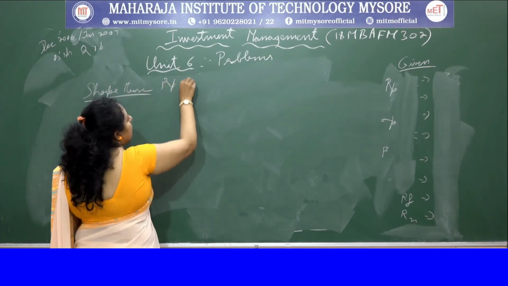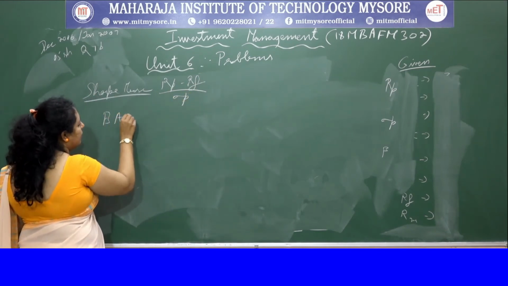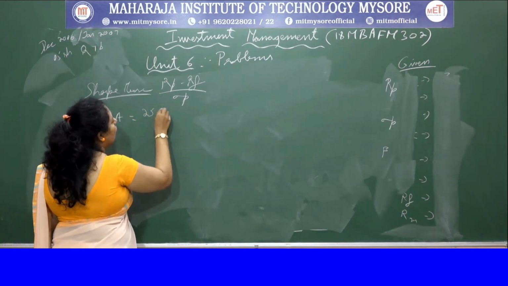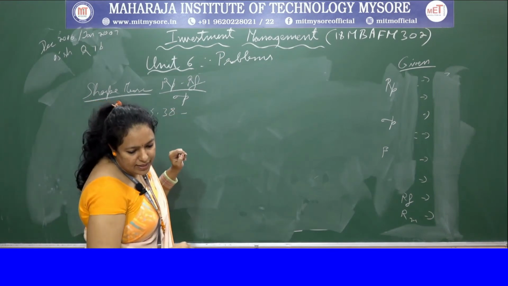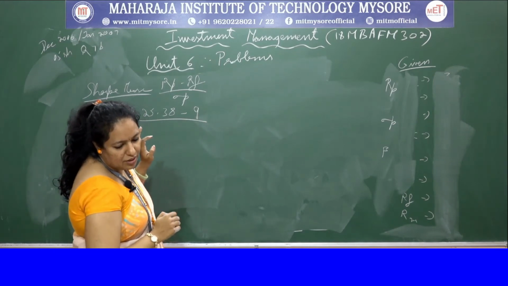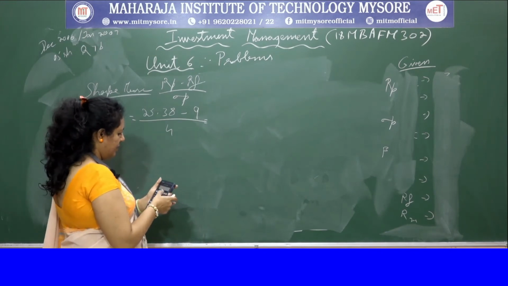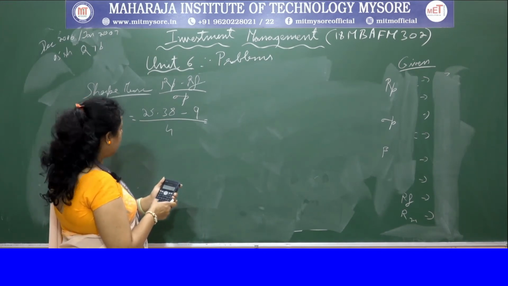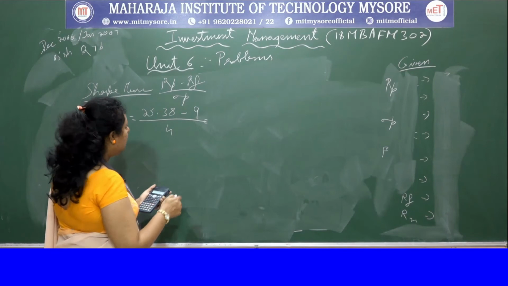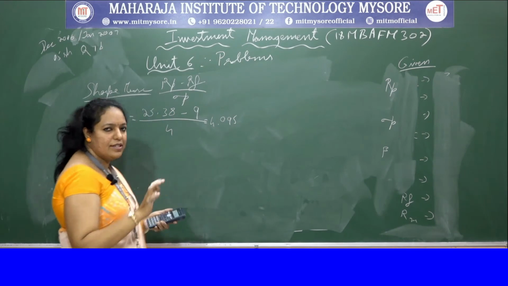The formula is RP minus RF divided by standard deviation P. First one is Birla Advantage: 25.38 minus RF, which is 9, divided by standard deviation 4. Let's calculate this. 25.38 minus 9 divided by 4, you get 4.095. So this is the answer.